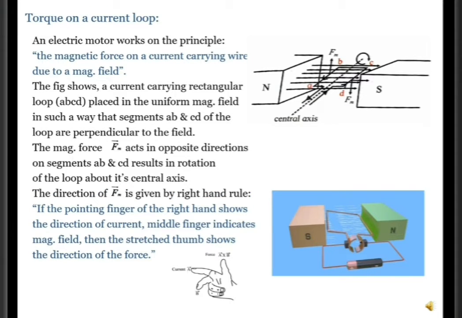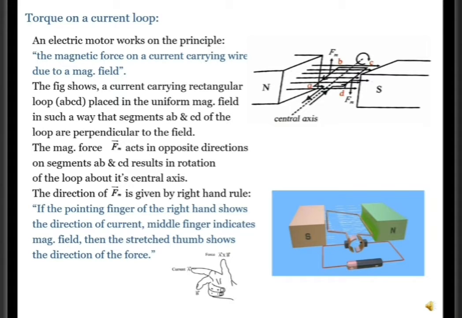To study the torque acting on a current loop, let us refer to the working principle of an electric motor. That is, the magnetic force acts on a current carrying wire due to a magnetic field. The figure shows a current carrying wire loop of rectangular shape placed in the uniform magnetic field produced by two strong magnets. The segments AB and CD of the loop are perpendicular to the direction of magnetic field B bar. Therefore, the magnetic force Fm bar will act on the sides AB and CD in opposite directions. The direction of this magnetic force Fm bar can be given by Fleming's right hand rule.